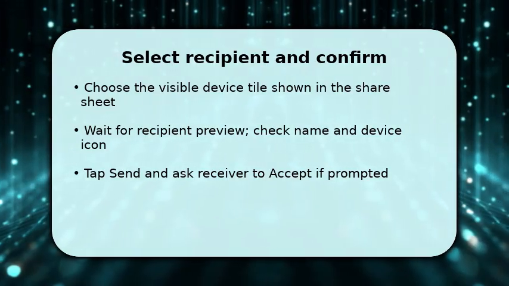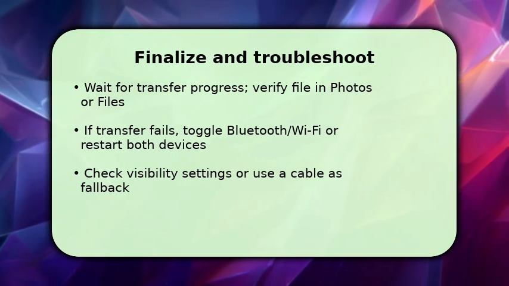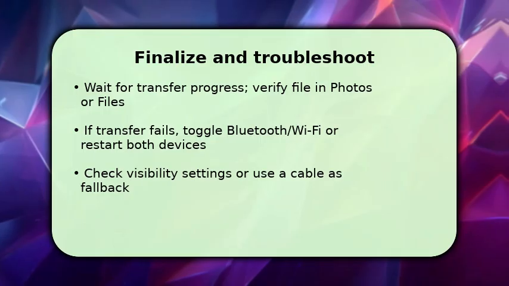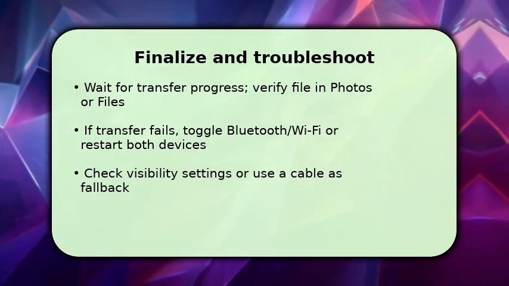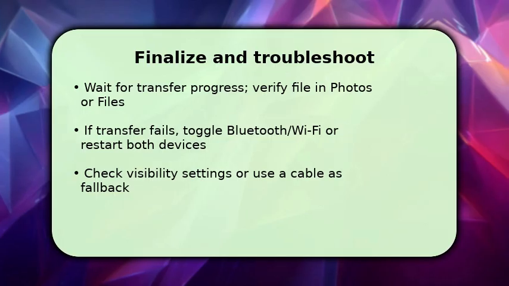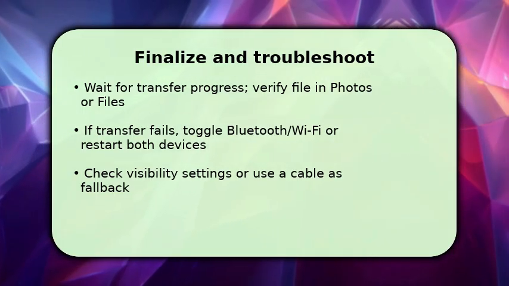You finish by watching the transfer progress. When complete, confirm the item is in the expected app such as Photos or Files. If it doesn't arrive, first make sure both devices stayed awake and within range, then toggle Bluetooth and Wi-Fi or briefly restart the sending and receiving devices. This clears transient discovery issues.